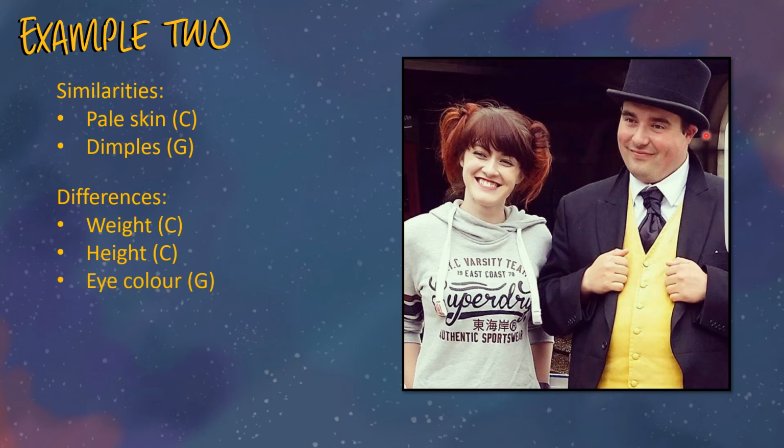Eye color, so he's got brown eyes from what I can see in this picture. Obviously, I don't know him personally. I can't see it very well, but it looks like he's got brown eyes. Mine are greenish blue, so we've got different eye colors. That is genetic. Hair color is a combination.